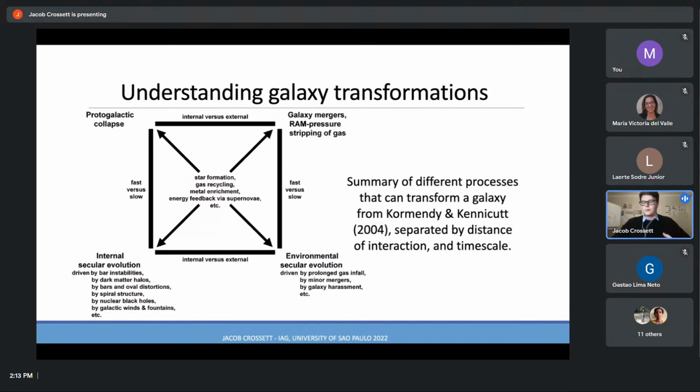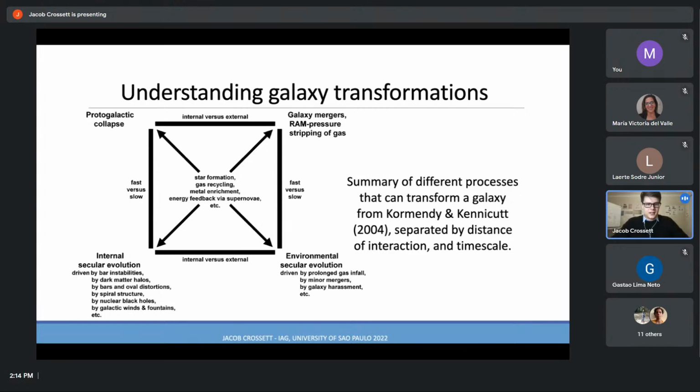Now, there's a lot of ways in which we can do this. I've given a couple of examples before, but there's a lot of different processes which cause these galaxy transformations, and how these galaxies can interact with each other and change and evolve over time. Now, this is taken from a review by Cormier and Kennicutt, which categorizes a lot of the known processes and a lot of the ways that these galaxies can transform.